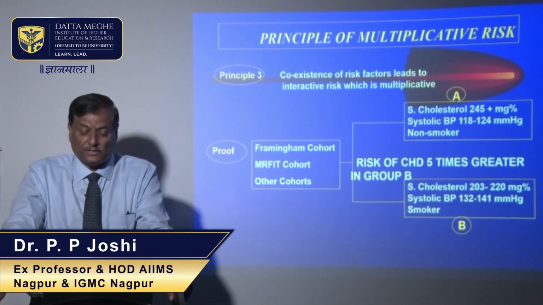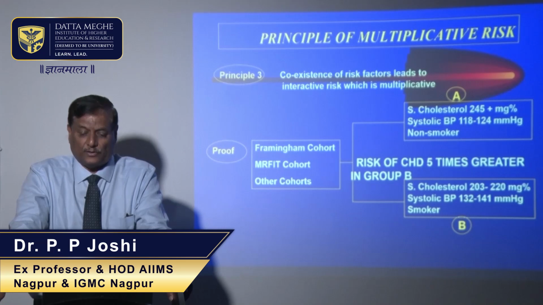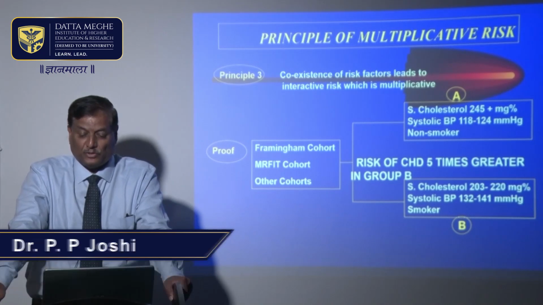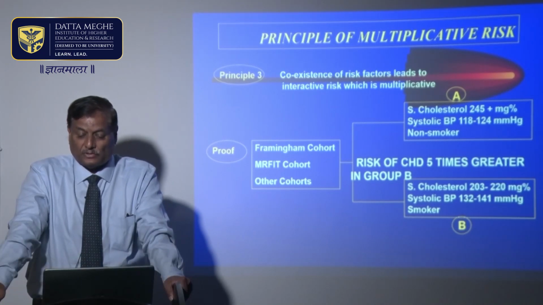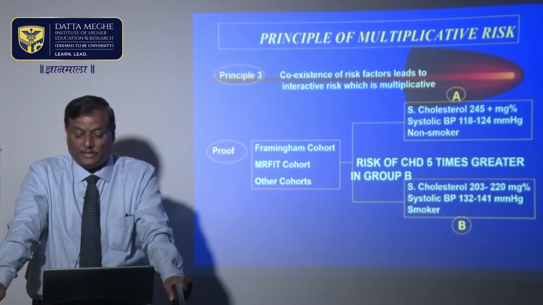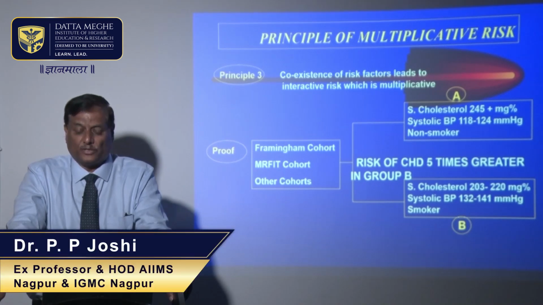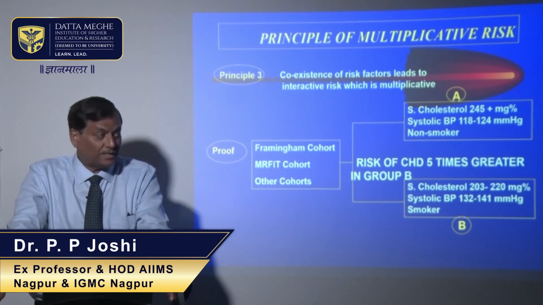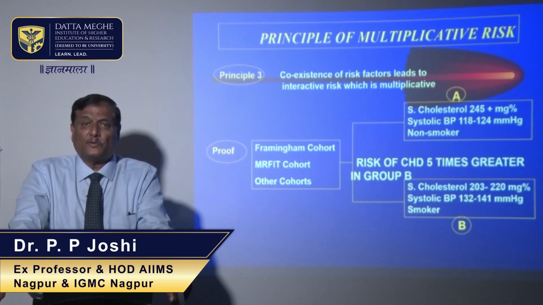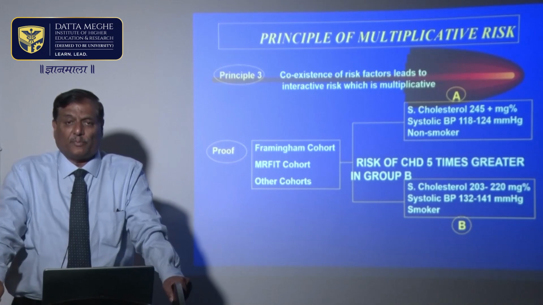Now look at these patients, two different scenarios. We have a patient whose serum cholesterol is marginally elevated, blood pressure is mildly elevated at 132, that is patient B, and he is a smoker. Whereas one patient's serum cholesterol is markedly elevated, with a normal blood pressure, and a non-smoker. You will be surprised that the risk of developing a heart attack is 5 times greater in patient B.